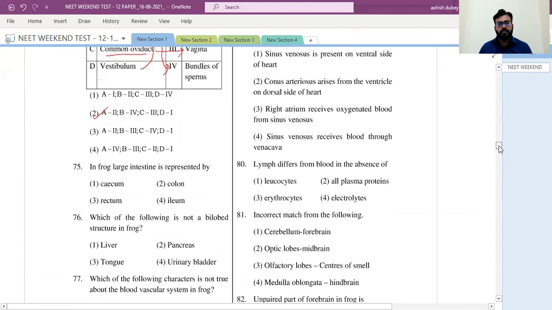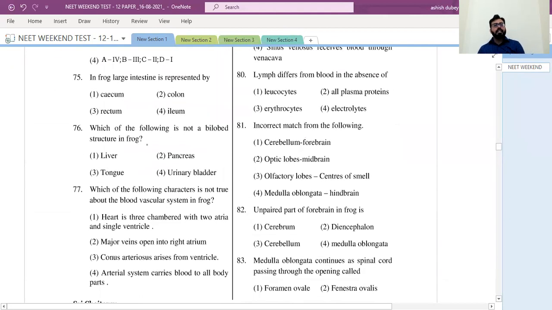75th question. In frog, large intestine is represented by rectum, never. Cecum, never. Ileum, never, because ileum, as we all know from human beings, is one of the three parts of the small intestine: duodenum, jejunum, and ileum. Large intestine in case of human being also is represented by colon and not cecum, and never rectum. So it is the colon which is the absorptive part. So 75th question, second answer.